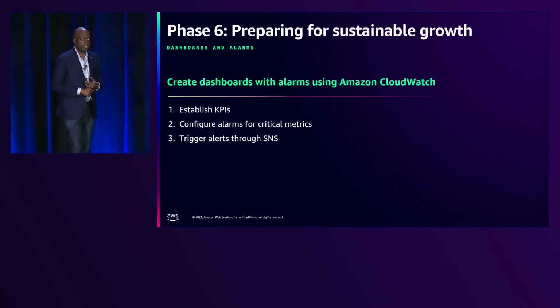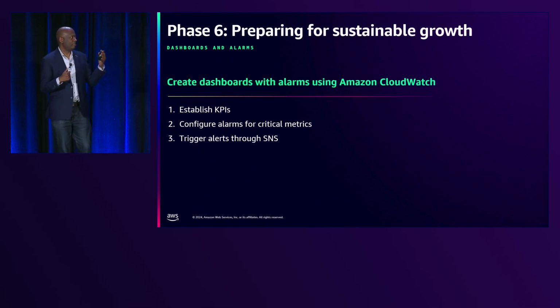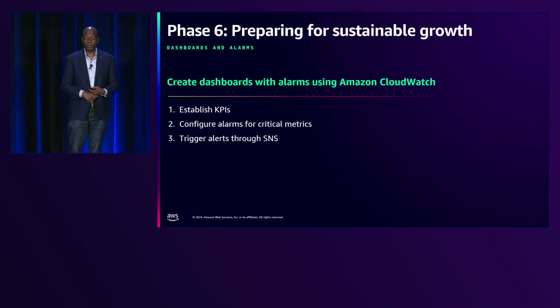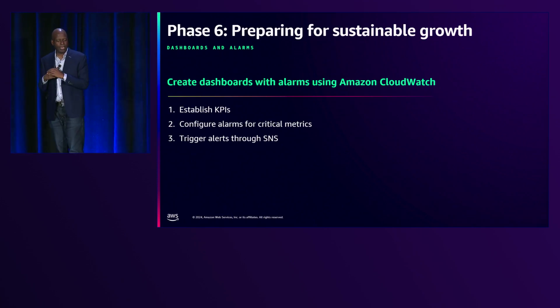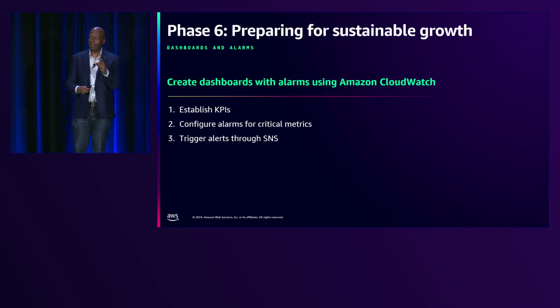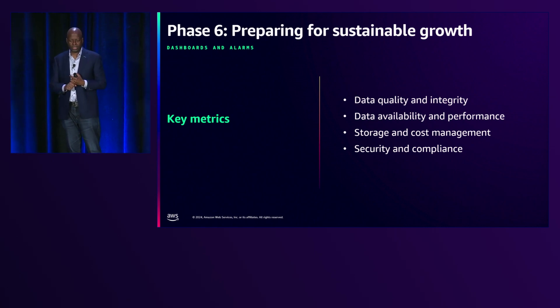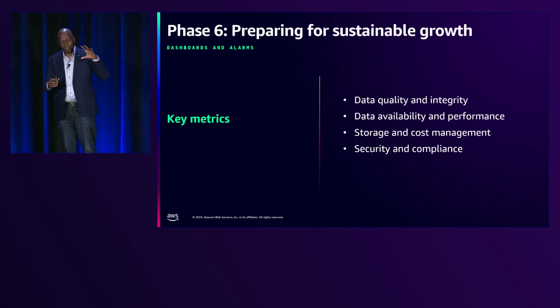The next thing we want to do is think about dashboards and alarms. You can't have metrics without having some way to notify if something is wrong or is going to be wrong soon. So you want to establish your KPIs, which is figuring out the important metrics, which I'll talk about in the next slide. You want to configure the alarms for what is critical for you. I wanted to give a list of what is critical, but it really depends on what your use case is. And then you might want to trigger your alerts through SNS, or you could use another service. So when we think about the key metrics, what we really want to think about are the high-level things.